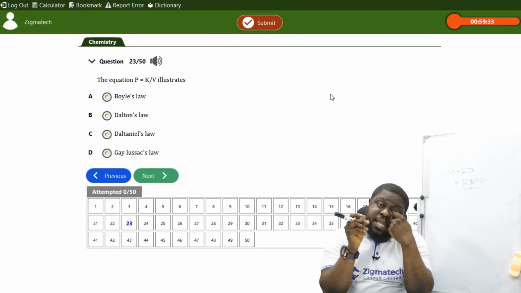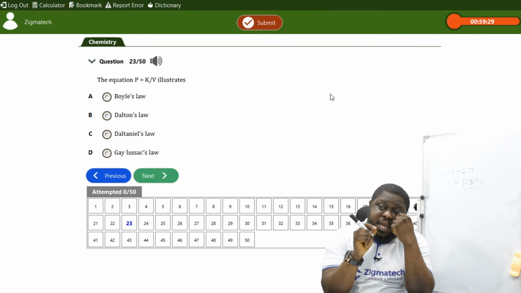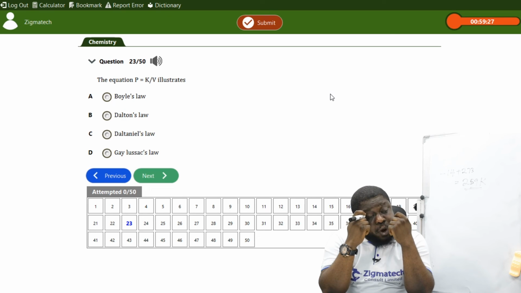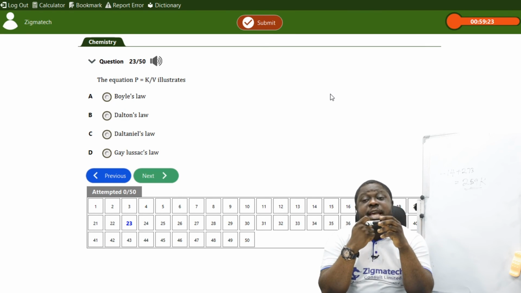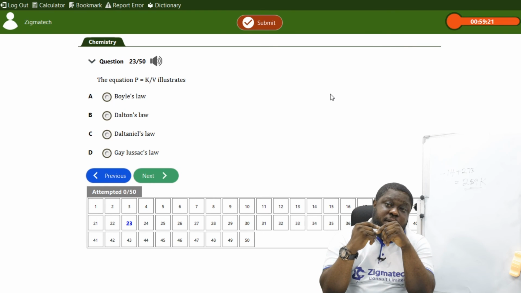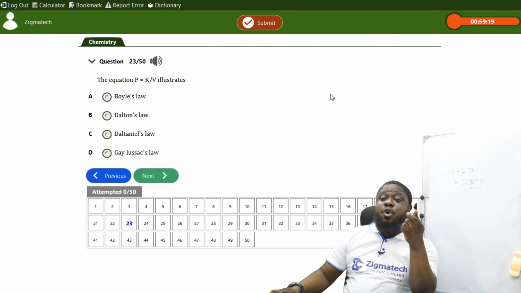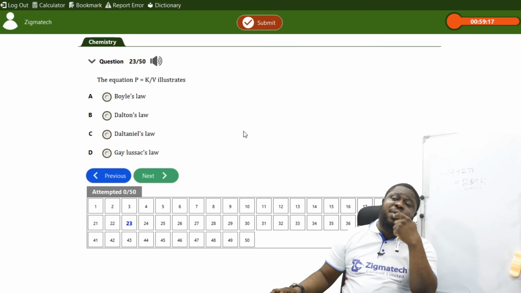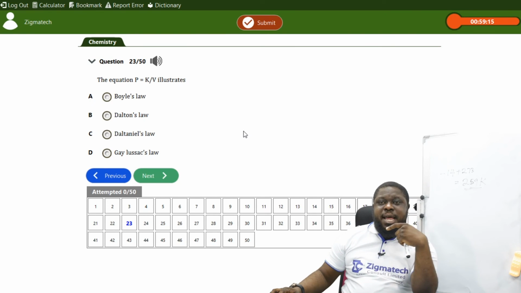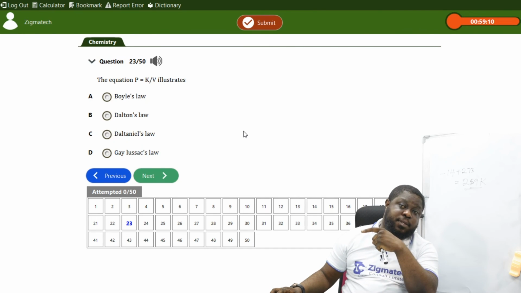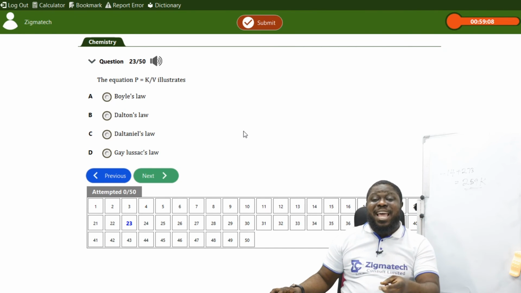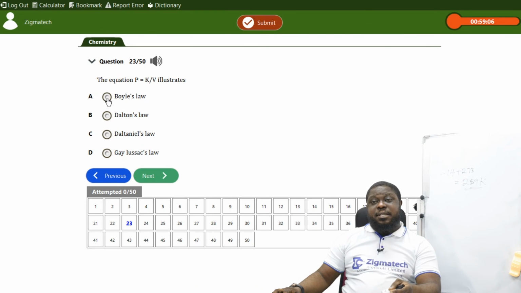And I told you that PV is equal to K. And looking for P will be K divided by V, where P is the pressure, K is the constant, and V is the volume. In essence, we know that is Boyle's law: P1V1 equals P2V2, or you can say PV is equal to K. Now, looking for P will be K divided by V. So the answer is A, Boyle's law.